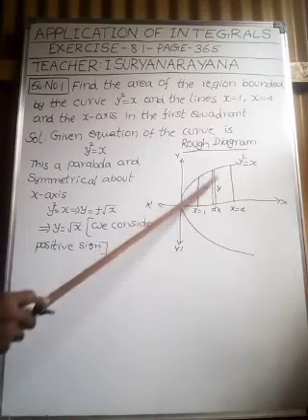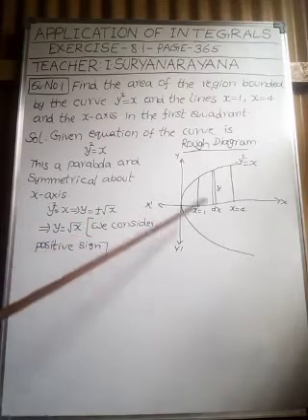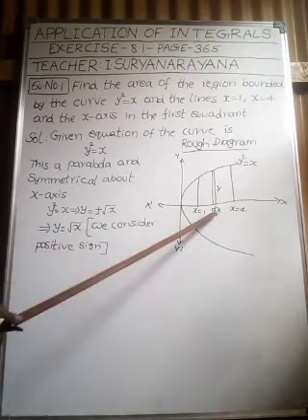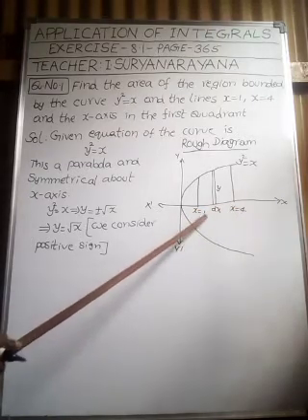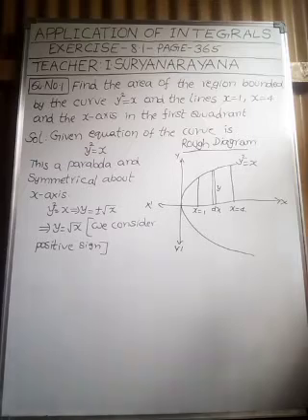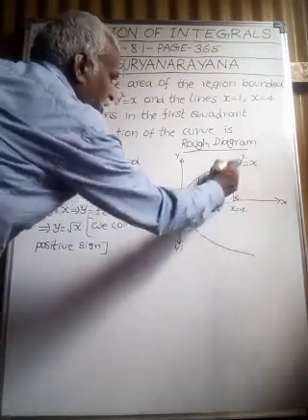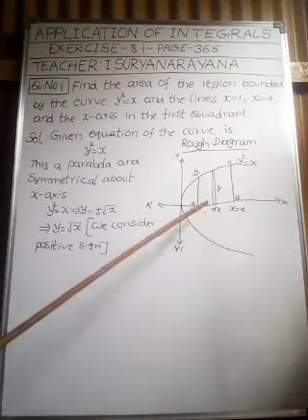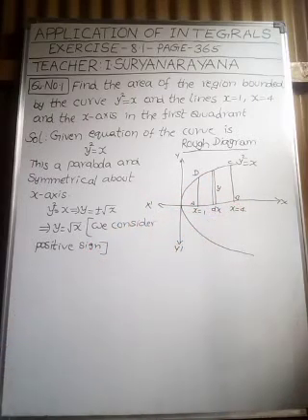So the length of this vertical strip is root x, and this is dx. Understood this point, my children? y dx means root x into dx. Now what are the limits, from which number to which number? What is the interval? 1 to 4. So let us consider this as A, B, C, D. This is the region bounded by the curve and the x-axis, between the lines x is equal to 1 and x is equal to 4.